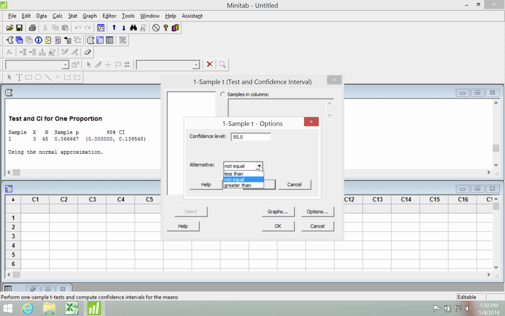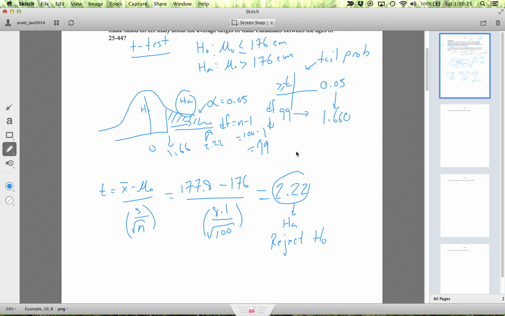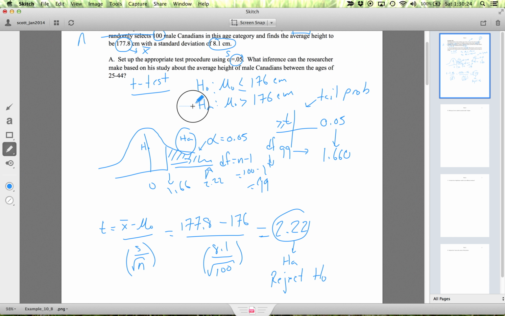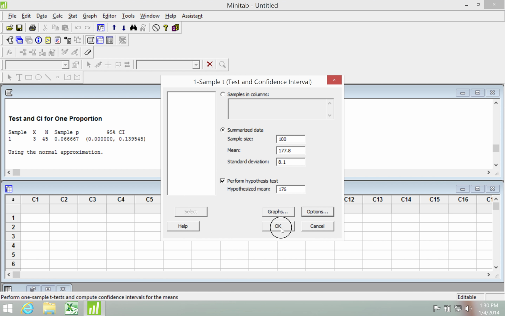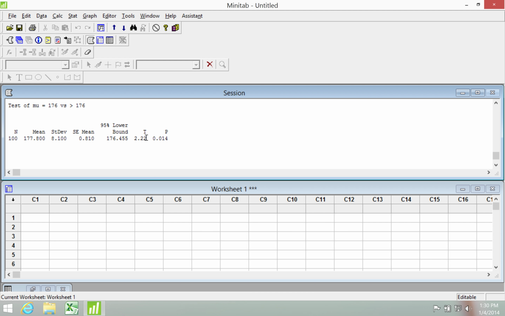Let's just quickly go back and check. Let's look at our hypothesis. Here's the alternative hypothesis. So here the sign is a greater than sign. Okay, we can press OK. Notice here that we arrive at the same test statistic that we calculated by hand, 2.22, but also the nice thing about Minitab is it gives you the p-value, 0.014.